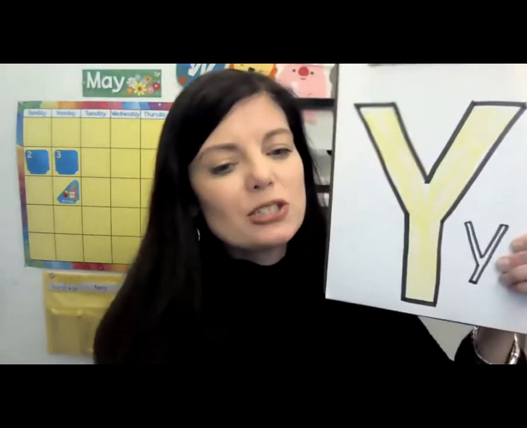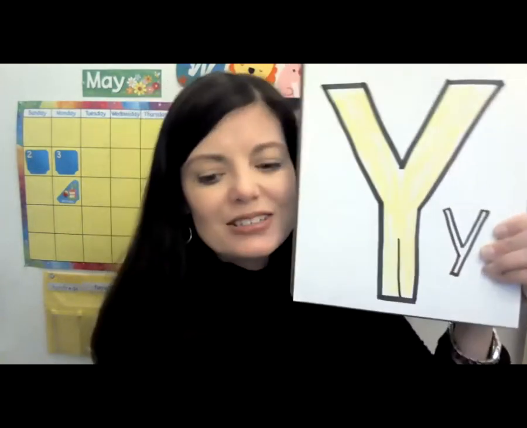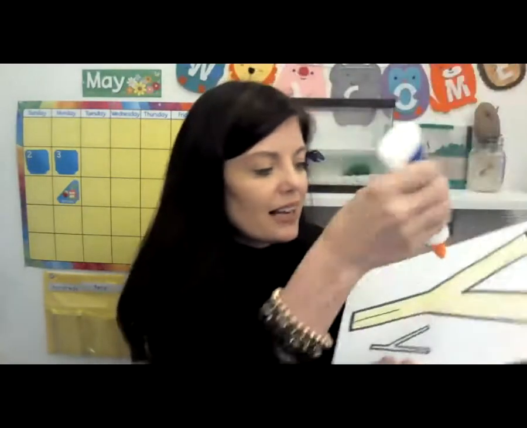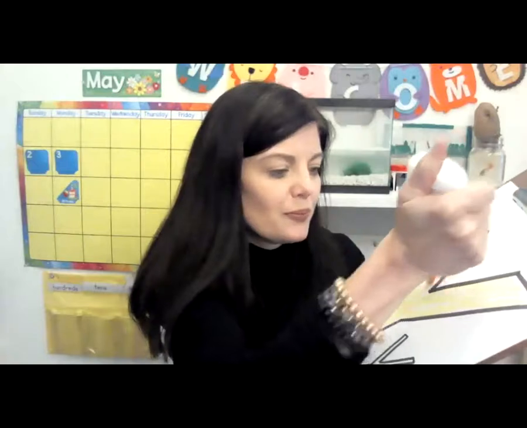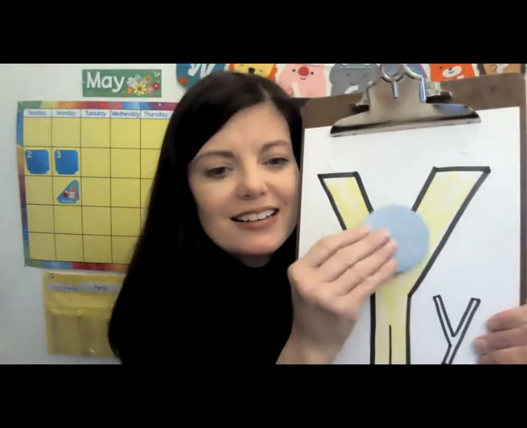Okay, and now the next thing we're going to do is make two little legs right here. So just draw a line that goes straight down the middle on the bottom. The next thing that I did already was I cut out a circle. You can use any color you want. I just chose blue. I'm going to glue the circle right to the middle. That's going to be his head.